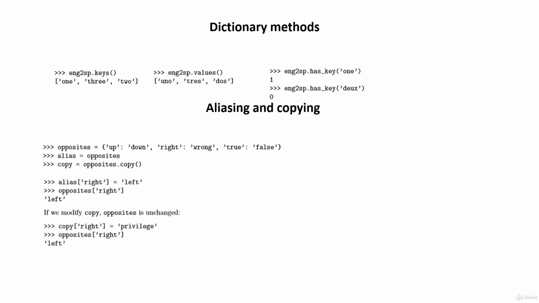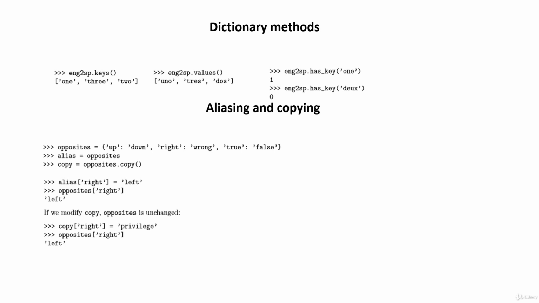If a method takes an argument, it uses the same syntax as a function call. For example, the method has key takes a key and returns true if the key appears in the dictionary. If you try to call a method without specifying an object, you get an error.